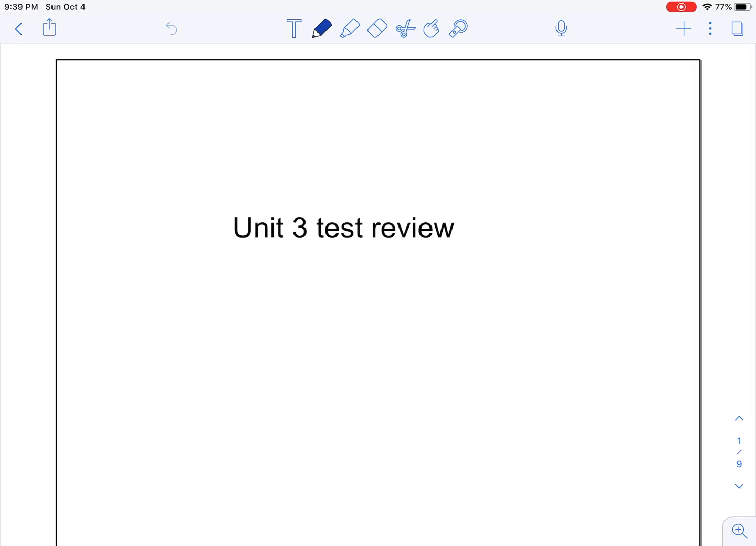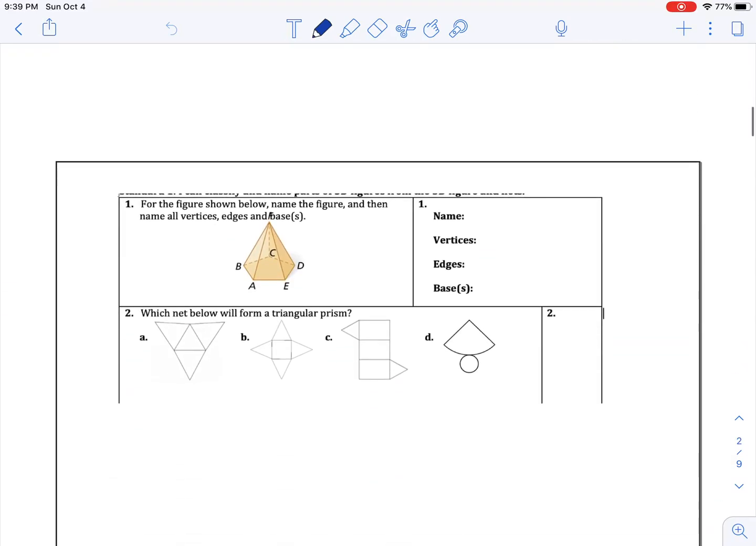All right, guys, welcome to the test review. It's the same exact test that we have in here. It's just in slide form, so you either got the slide form or it's the entire test that you'll be taking. So we're just going to go through this.